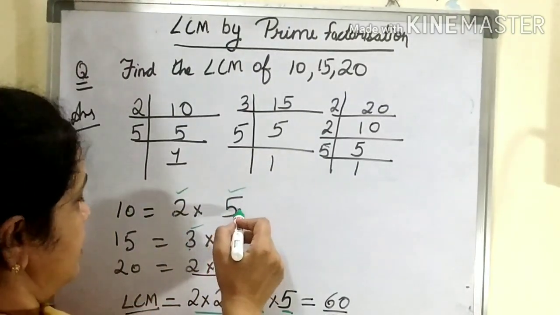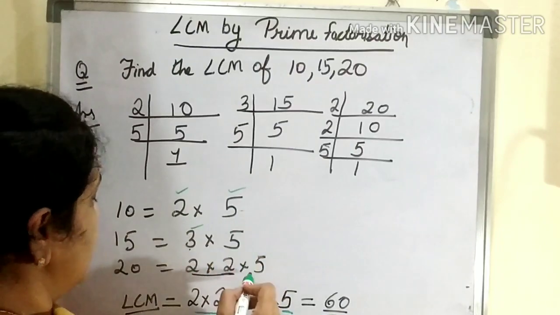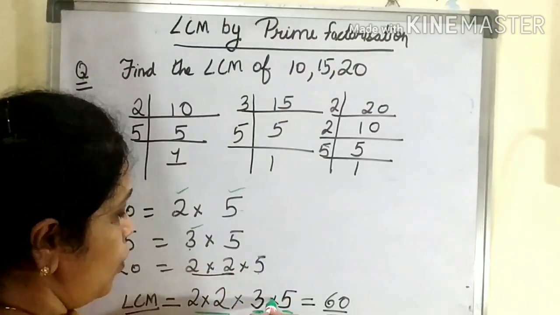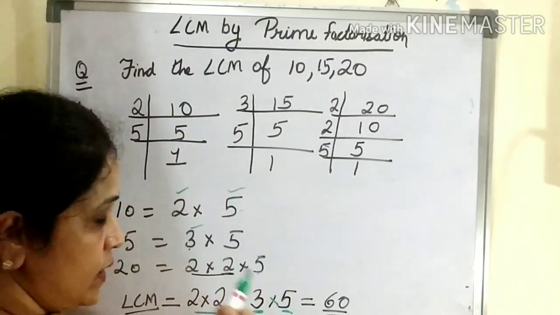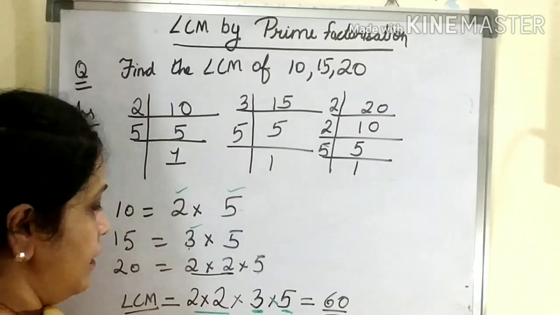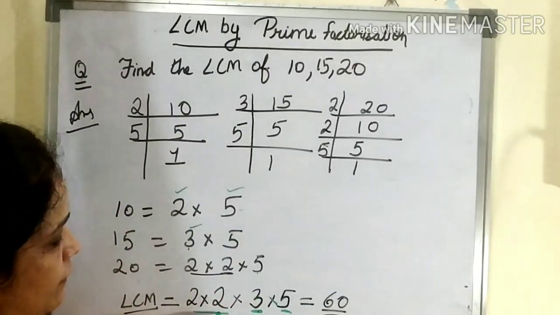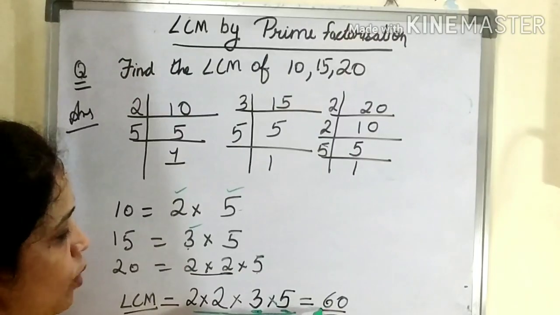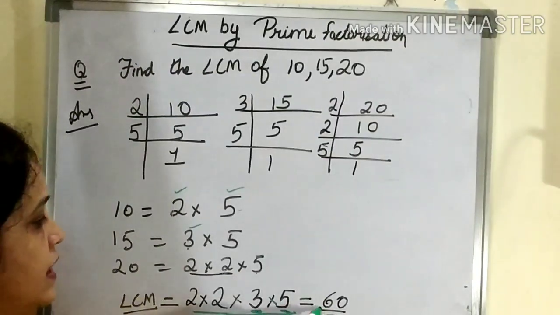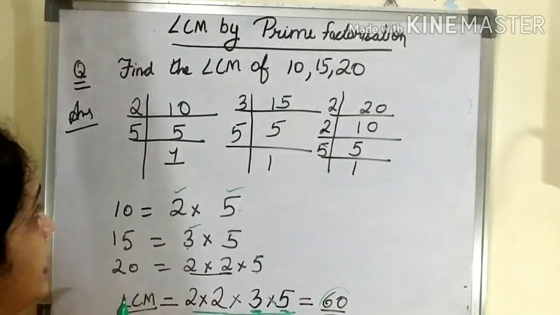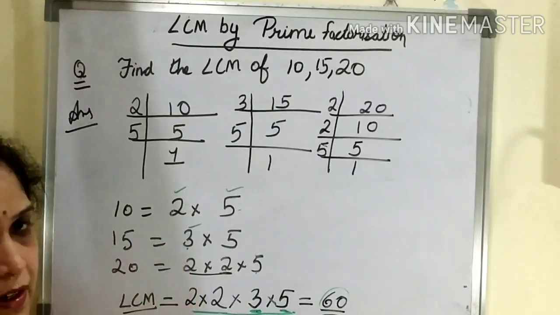5 is there in 10 also, 5 is there in 15 also, and here also 5. So 1, and the maximum number of times it came is once, so we'll multiply it once. And when we found the product, what did we get? We got 60. So this is the LCM of 10, 15 and 20 by prime factorization.